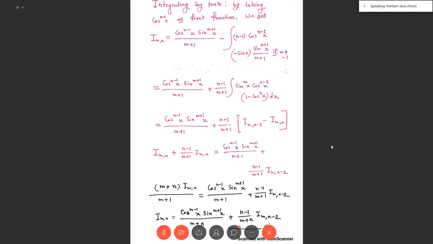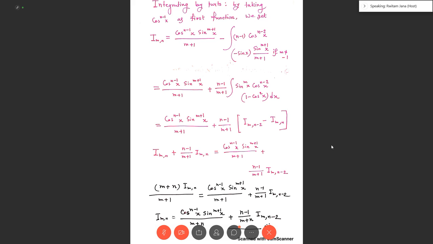What I found, basically, this is the main form. This is the reduction formula for the integration of sine to the power mx cos to the power nx. And you can see it. If you have any questions related to this, you can ask me. Here I have taken n greater than 1 and no condition on m.